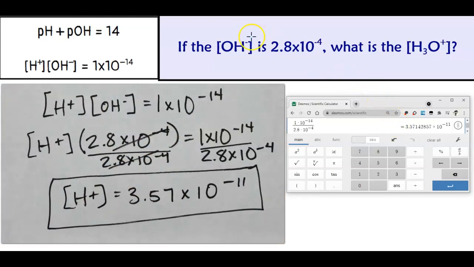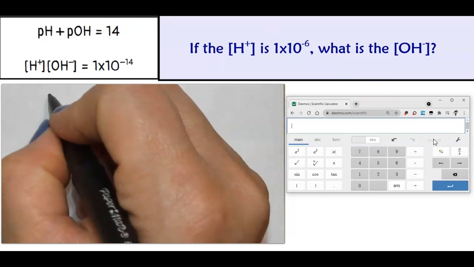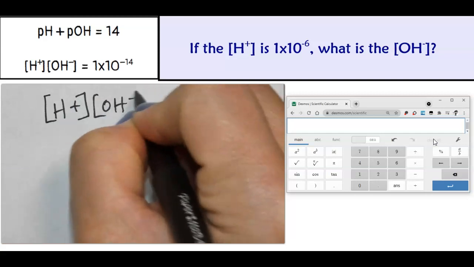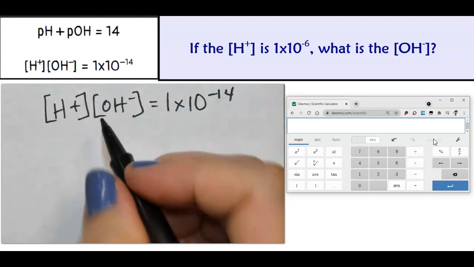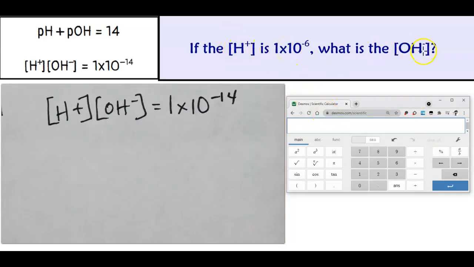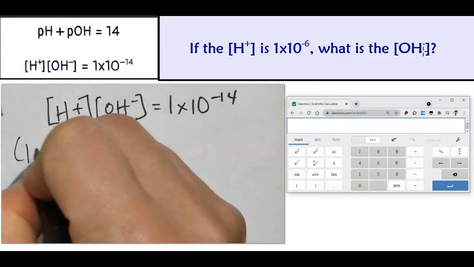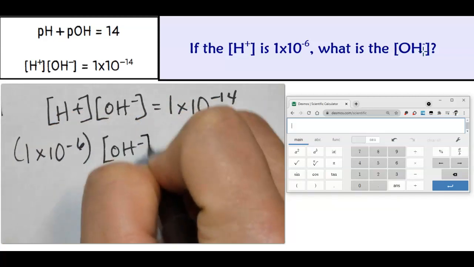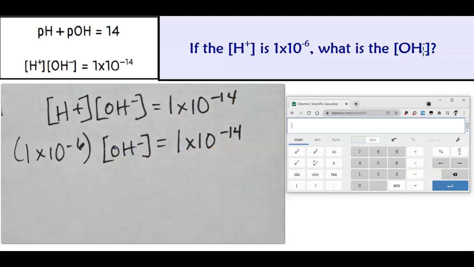Let's try another example. So we're using the same equation. We have the hydrogen times the hydroxide is equal to 1 times 10 to the negative 14. And they're telling us this time that hydrogen is 1 times 10 to the negative 6, and what is hydroxide? So I'm going to plug in for hydrogen 1 times 10 to the negative 6. I don't know hydroxide, and they should together equal 1 times 10 to the negative 14.